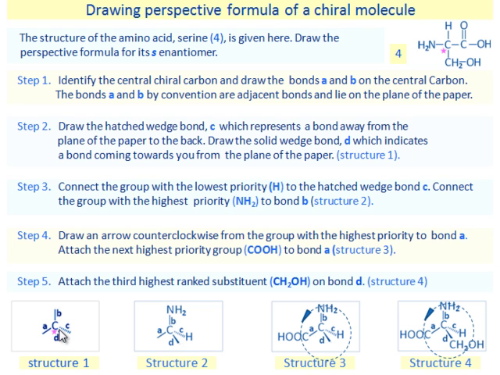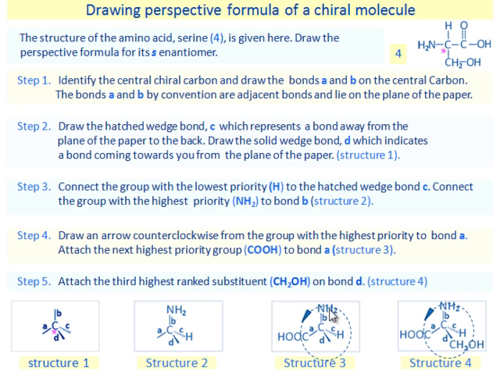Draw the hatched wedge bond C, which represents a bond away from the plane of the paper to the back. Draw the solid wedge bond D, which indicates a bond coming towards you from the plane of the paper. Connect the group with the lowest priority, hydrogen, to the hatched wedge bond C. Connect the group with the highest priority, NH2, to the bond B.